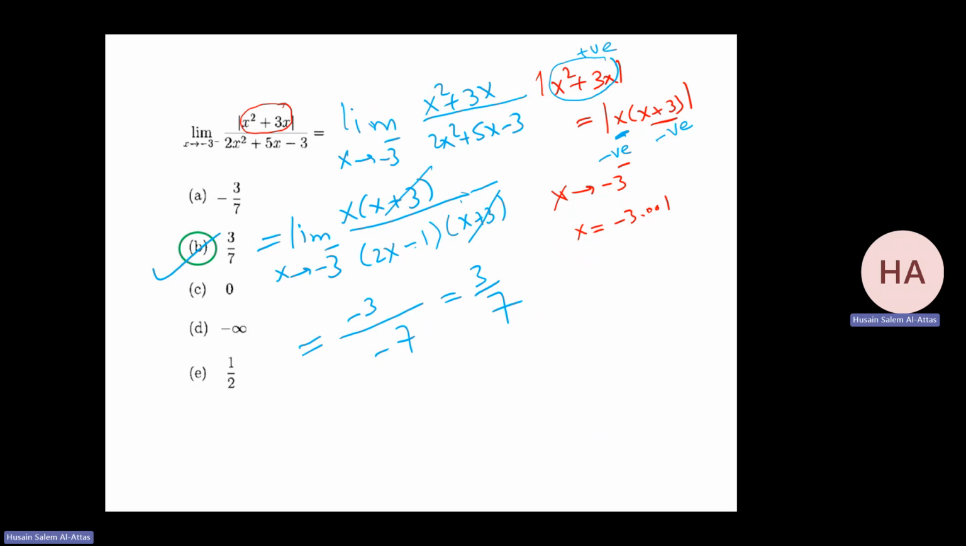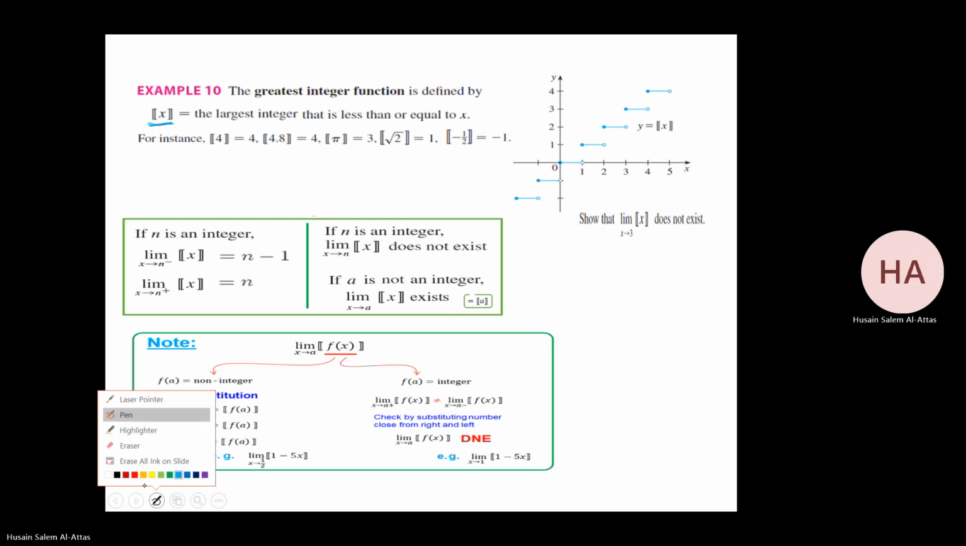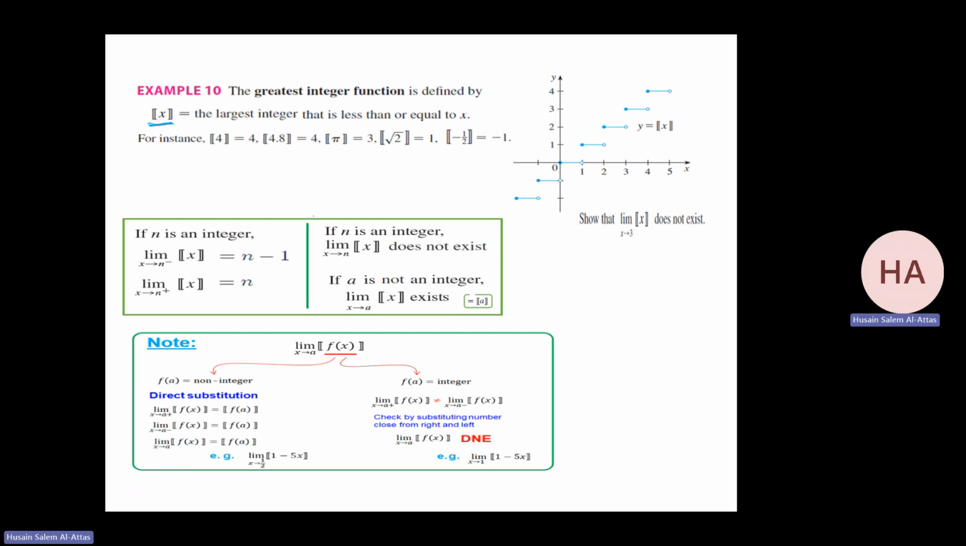Okay, now let me go to the greatest integer function. So what is the greatest integer function? This is the meaning of the greatest integer function. The greatest integer of x: you need to check all values less than or equal to x. You take all values less than or equal to x, find the integers that are less than or equal to x, and take the largest one of these. This is the meaning of the greatest integer function.